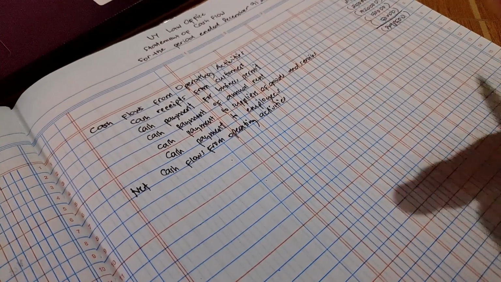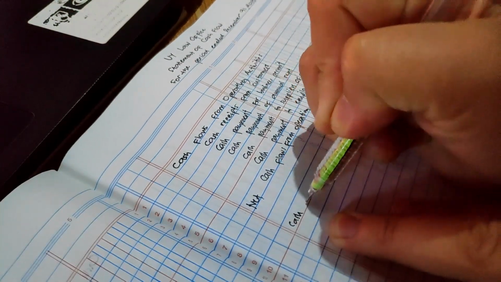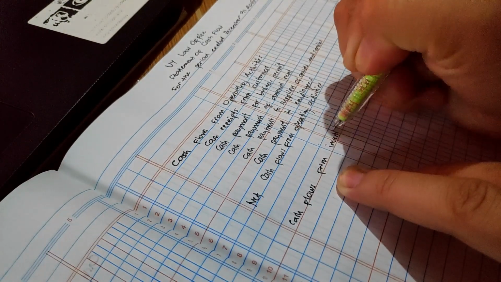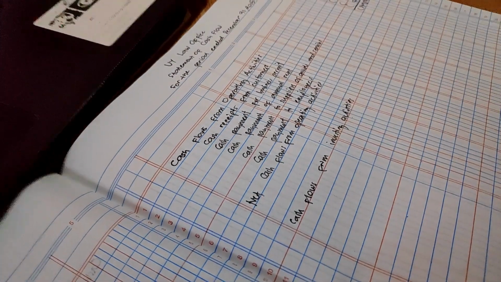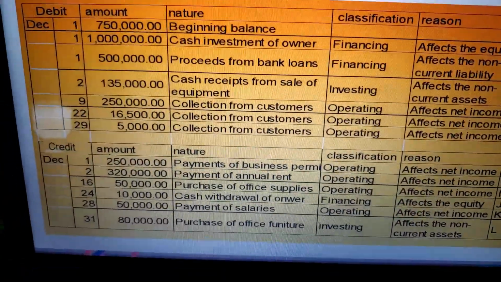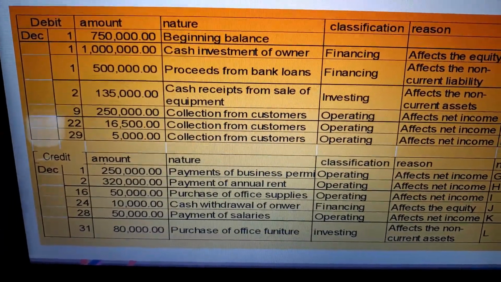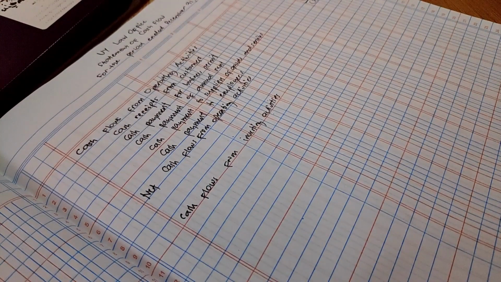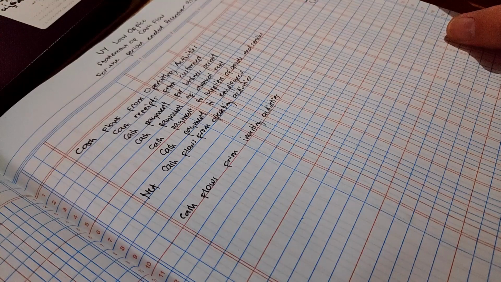Okay, so now we proceed to your cash flows from investing activities. Okay, so in your analysis natay duha ka investing. These are the cash receipts from sale of equipment and the purchase of office furniture. So ibutang nimo siya diri. So sa the other video nato, ang nakabutang dito is isa lang ka investing activities. Karon is duha na sila.